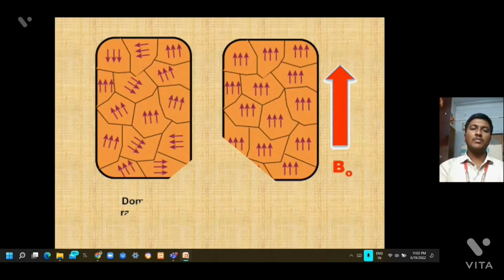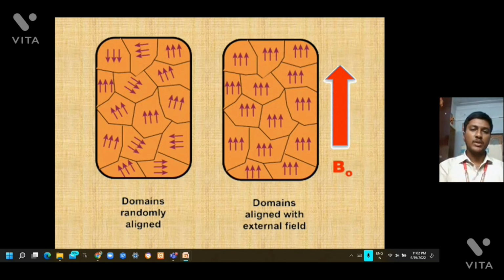So from the figure, we can see that in the first one domains are randomly aligned, and in the second one, in the presence of external field, the domains are aligned in a proper way. In the first one, we can see all the domains are irregular; within a domain, they are parallel only, but when comparing across all the domains, they are not parallel, they are arranged in a random manner. In the second figure, we can observe that in the presence of external field, they are aligned in a uniform manner.